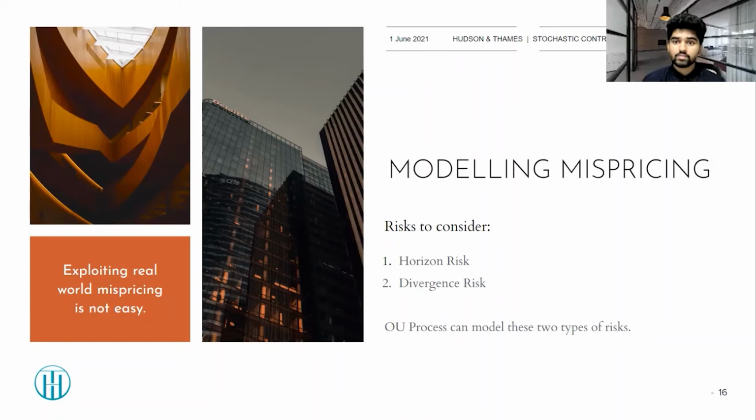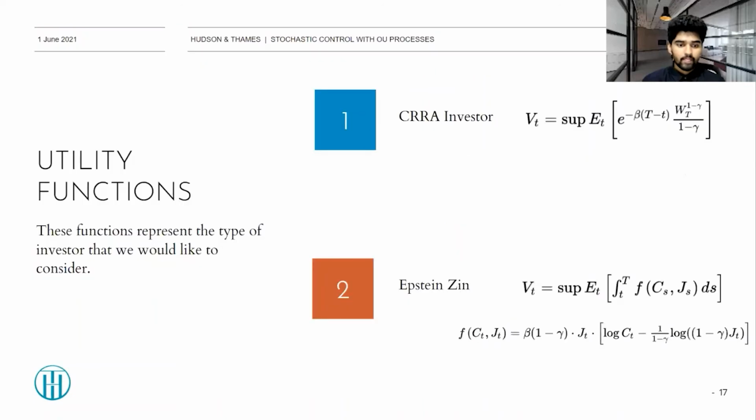So the horizon risk is basically the risk associated with the uncertainty about the time at which mispricing can disappear. Whereas the divergence risk is a risk associated with the phenomenon where the mispricing can actually significantly increase before converging. So an OU process can actually model these two types of risk quite well. So next, let's look at some of the utility functions that are considered in this paper by the authors. So the authors actually considered two utility functions here.